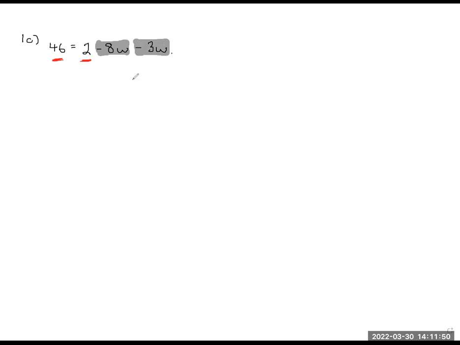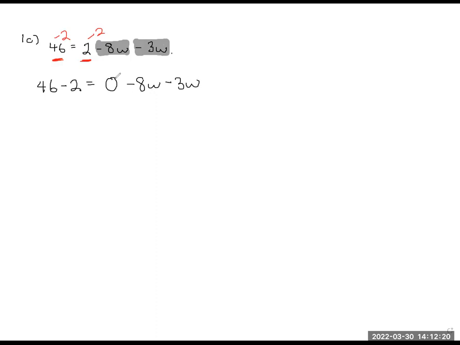Okay, there we go. So to get rid of a positive 2, I don't want the 2 on the right side of the equal sign. I am going to subtract so that this becomes a 0 pair. So in other words, I could technically rewrite this as 46 minus 2 equals a 0 minus 8w minus 3w.